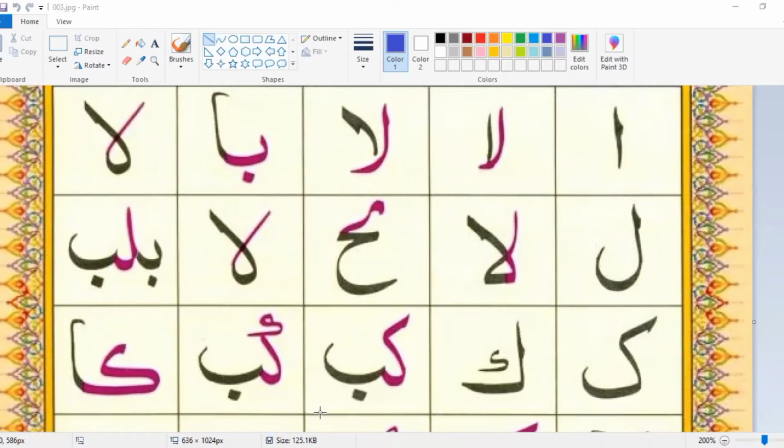In this lesson, we will discuss compound letters. When two or more letters unite, we call them compound letters.